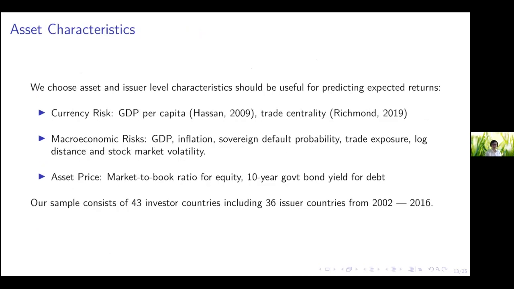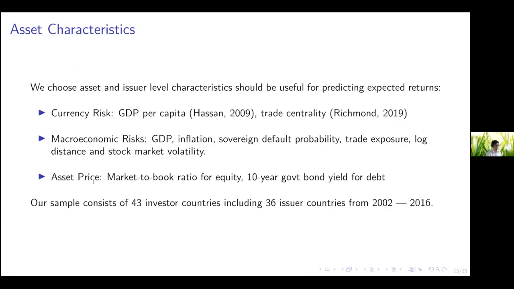All right, so we also need some asset characteristic data. We choose asset and issuer level characteristics that should hopefully be useful for predicting expected returns. These include variables that the currency risk literature has pointed to as useful for predicting expected returns, like GDP per capita and trade centrality. Also variables that capture macroeconomic risks, such as inflation, sovereign default probability, trade exposure, distances across countries, and market volatility.